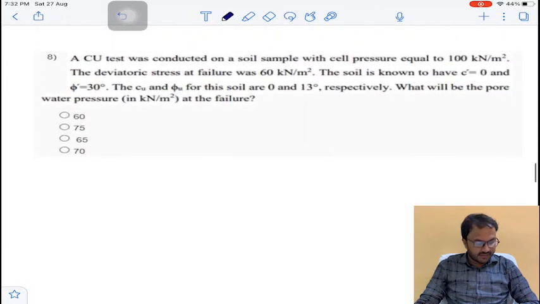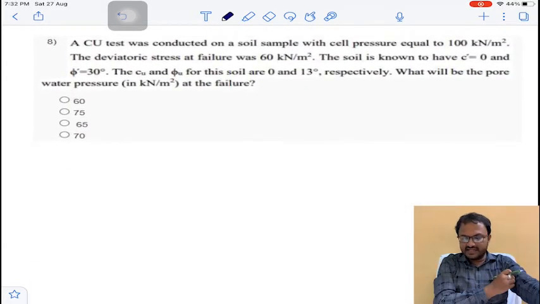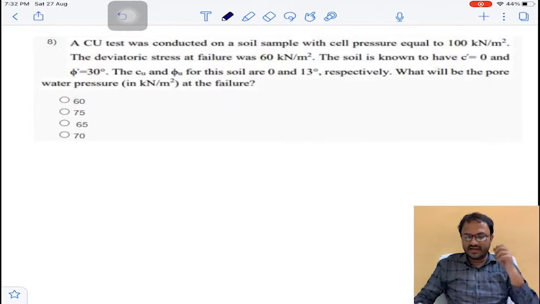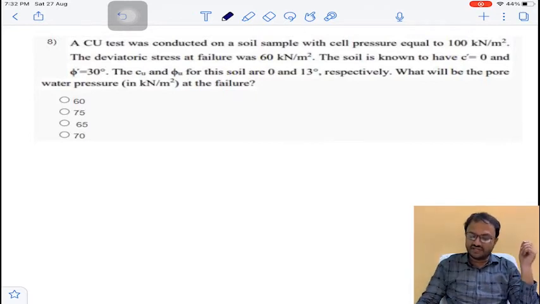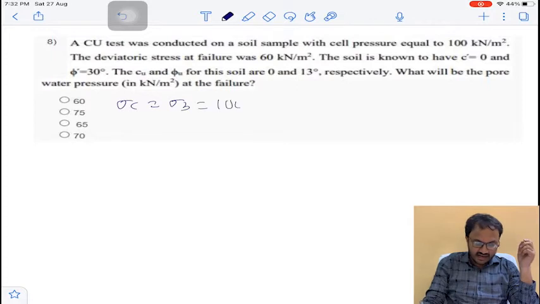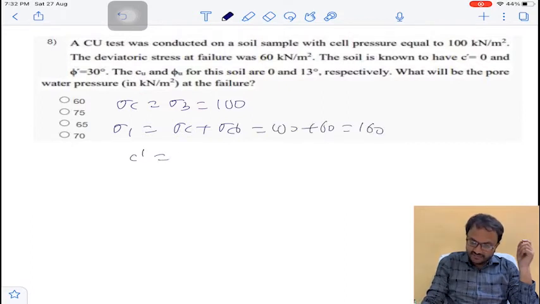Now coming to question number 8. He has given the information regarding a consolidated undrained test. So a CU test was conducted on a soil sample with cell pressure, that is sigma C, which is the same as sigma 3, it is 100, and sigma 1 is equal to sigma C plus sigma D, that is 100 plus 60, it will be 160, and c dash he has given 0 and phi dash is equal to 30, and c u is 0 and phi u is equal to 13 degrees.